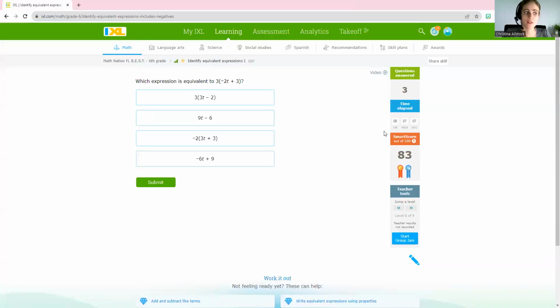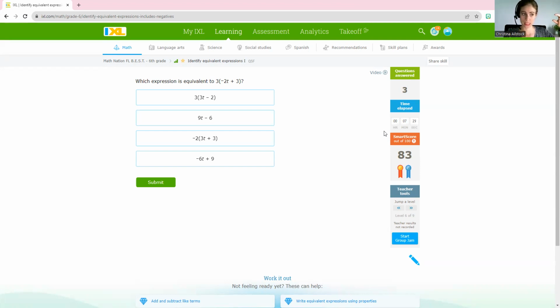All right, here we have: which expression is equivalent to 3 times the quantity of negative 2t plus 3? I see those parentheses. That's where I want to look. If I look inside the parentheses, I can't do anything there because the negative 2t and the 3 are not like terms. They cannot be added. So that means I'm going to have to use the distributive property.